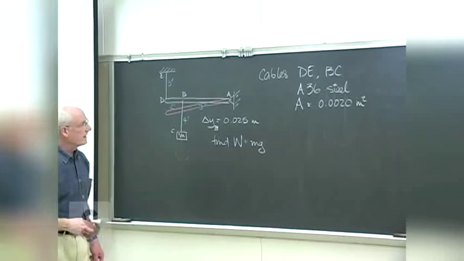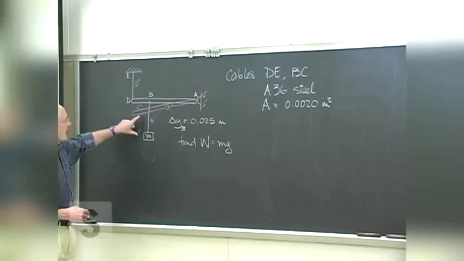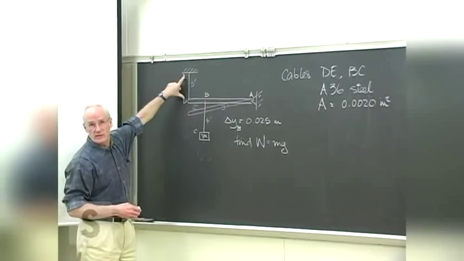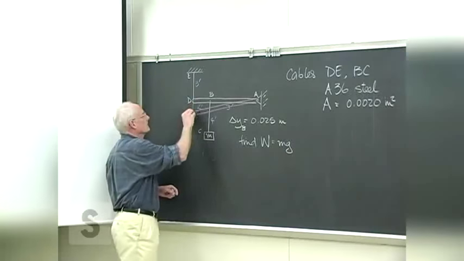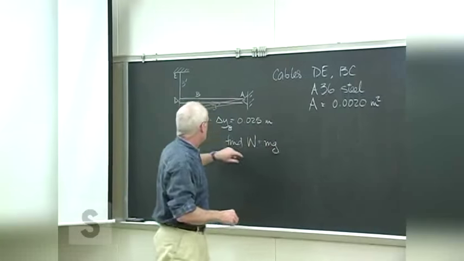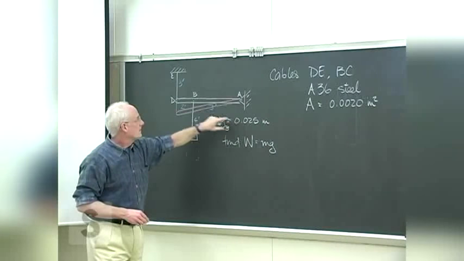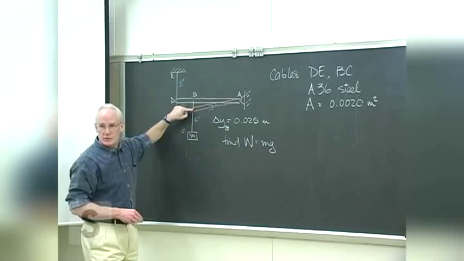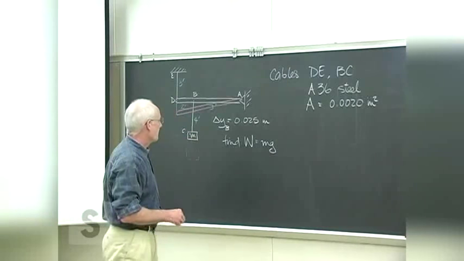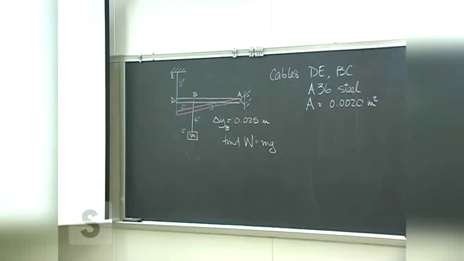Given that, we can find how much load will do that. A greater load will cause DE to stretch even more, and a lesser load will cause it to stretch less. So given that point B itself drops 0.025 inches, find how much load causes that kind of deformation in the cable DE.